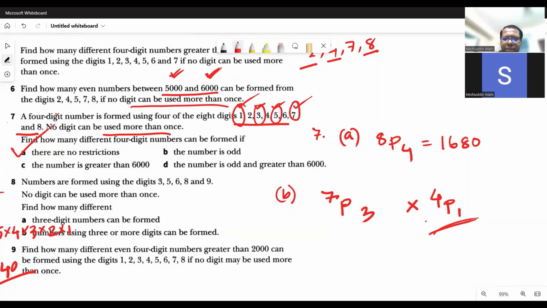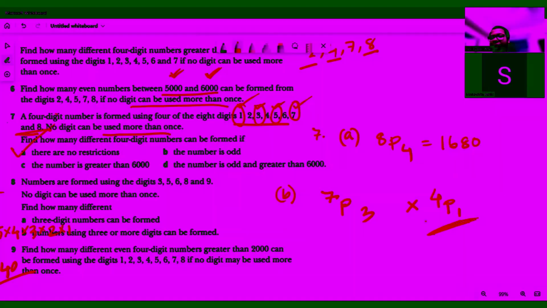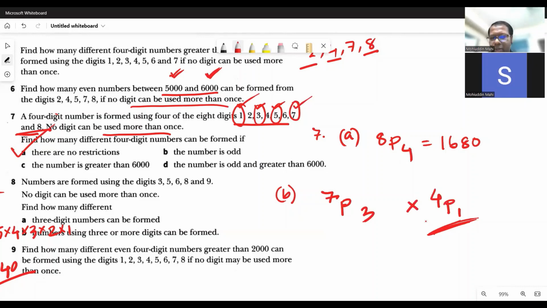And after using that 1 number, we are left with 7 numbers. We have 7 numbers available to use. So from those 7 numbers, we will pick 3. And in how many ways can we do it? We can do it in 7p3 ways. The result is going to be 840.